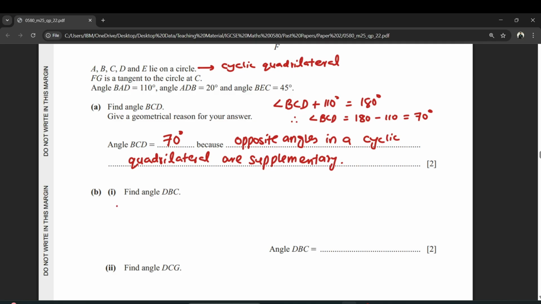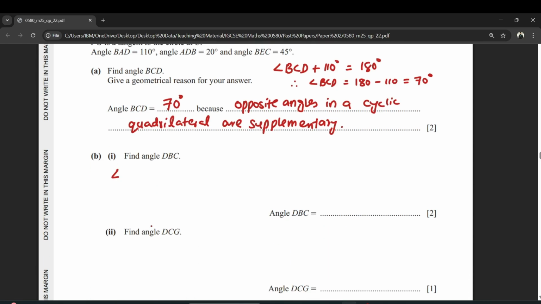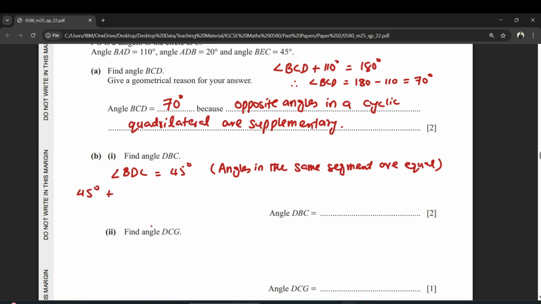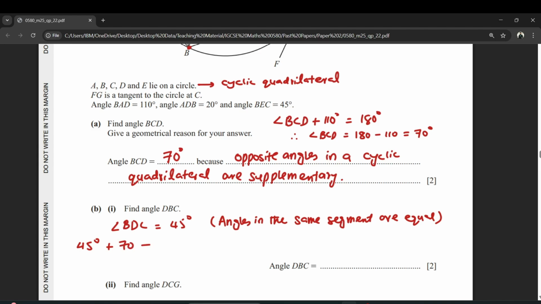So the first thing is I'm going to write down that angle BDC is equal to 45 degrees, because angles in the same segment are equal. Then we can say that 45 plus 70 plus angle DBC is equal to 180 degrees, and this is based on the property that sum of angles in a triangle equal 180 degrees.